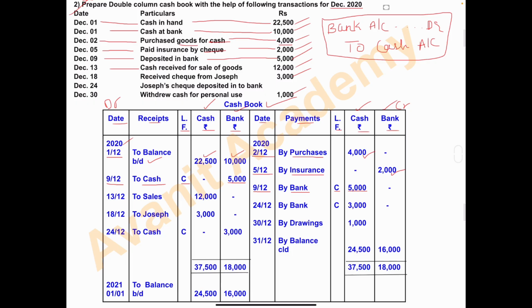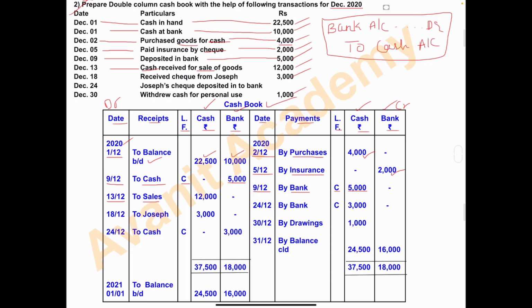Next is on 13th December. That is cash received for sale of goods, rupees 12,000. So they have sold goods worth 12,000 rupees for cash. They have received cash. Sales we treat as receipts, income. So cash is received. Where do you pass this entry? Debit side of the cash book. So on the debit side of the cash book, write 13th December to sales.